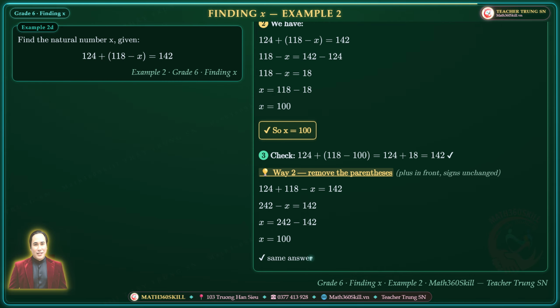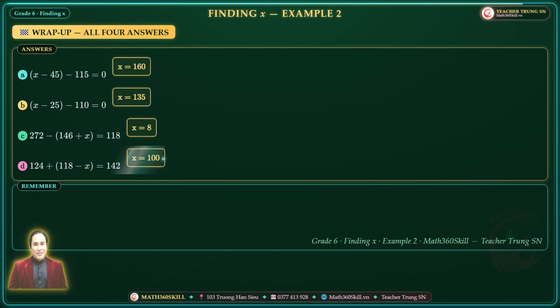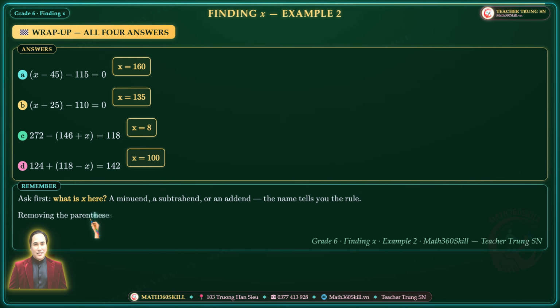Both ways agree. Let's put the 4 answers together. In part A, x equals 160. In part B, x equals 135. In part C, x equals 8. And in part D, x equals 100. Remember to ask first what is x here, a minuend, a subtrahend, or an addend. The name tells you the rule. Removing the parentheses is a fine second way, but be careful. After a minus sign, every term inside changes its sign.